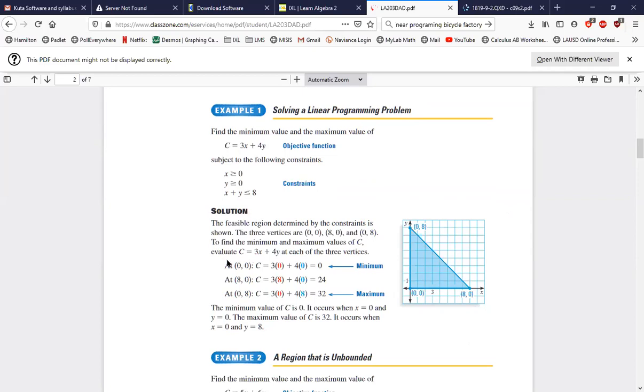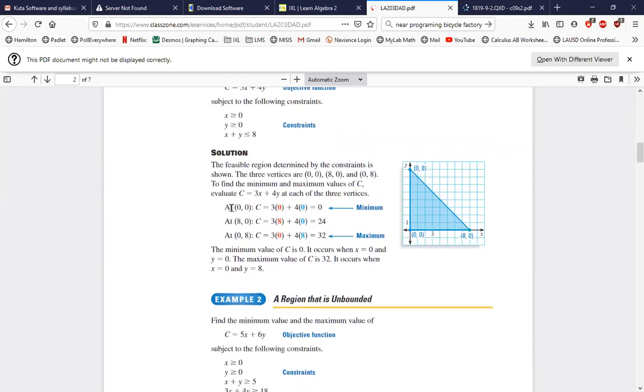If you look at the solution here, to find the maximum and minimum, they did what we did. They plugged (0, 0), (8, 0), and (0, 8) into our objective function, and we got values similar to theirs. We have to ask ourselves, answer the prompt. The prompt says find the minimum and find the maximum.